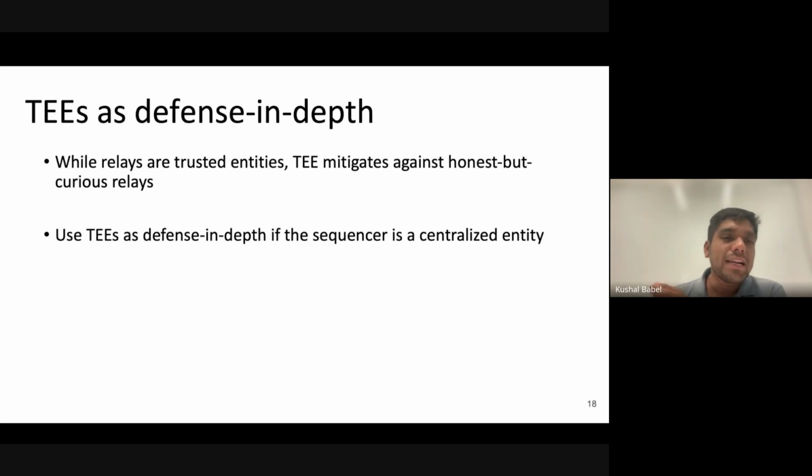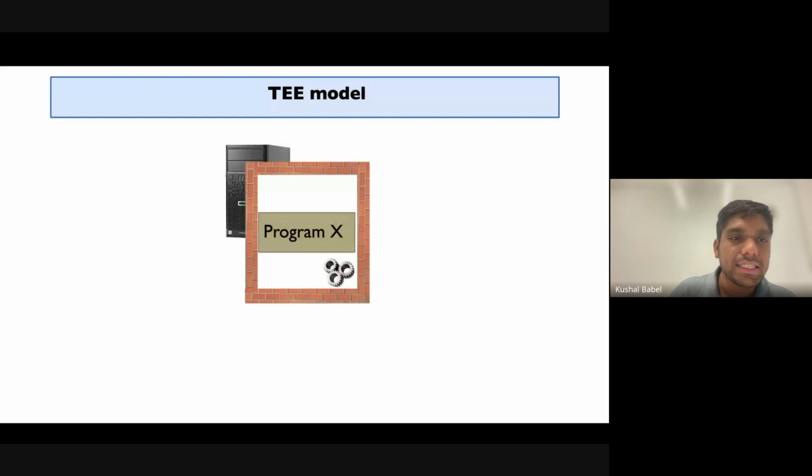What I mean by that is if relays are honest but curious, they're just appending the PROF transactions, but also leaking something about them. If you want protection against that, then you can run the bundle merger at the relay inside a TEE. I'll talk about the PROF sequencer and some TEE use cases there as well towards the later part of the presentation.